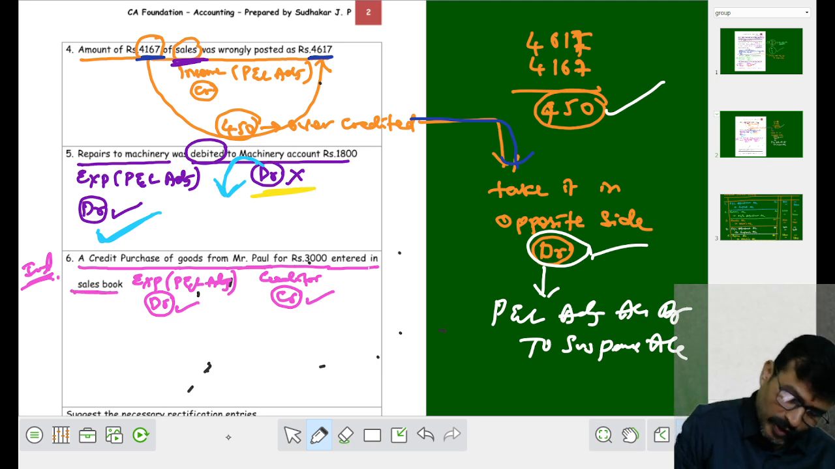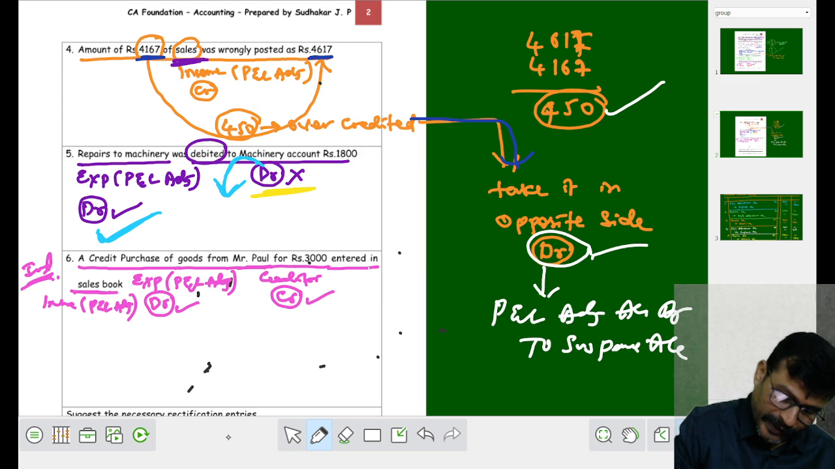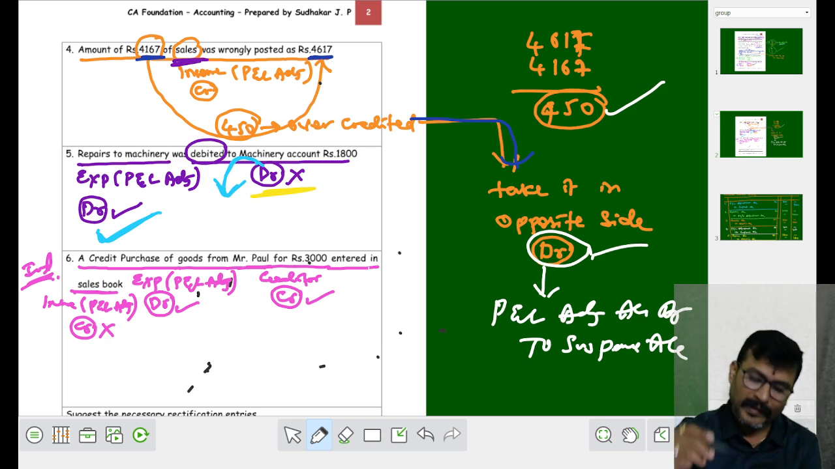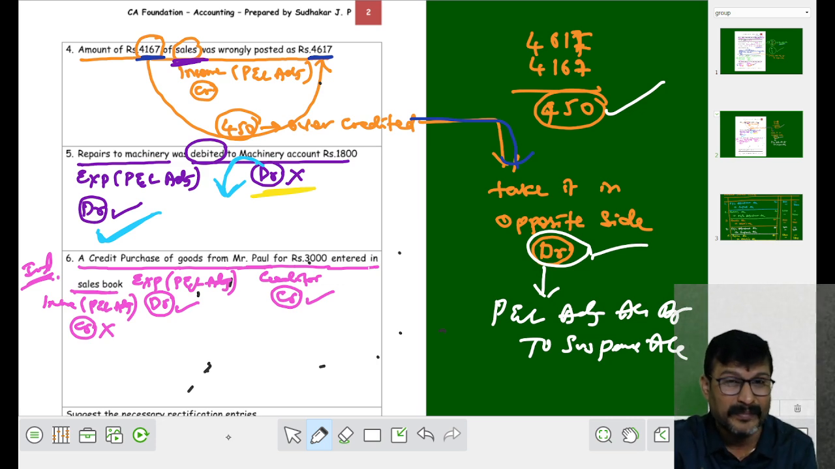But my dear students, you entered where? Sales book. When you entered sales, sales is an income. In the place of income, what do we have to use? P and L adjustment. Is it correct or wrong? Wrong. That to be income means wrong credit. I repeat my explanation. Purchase is an expense, debited. Paul is a creditor, credited. Sales is recorded as an income, wrongly recorded, so it is a wrong credit.